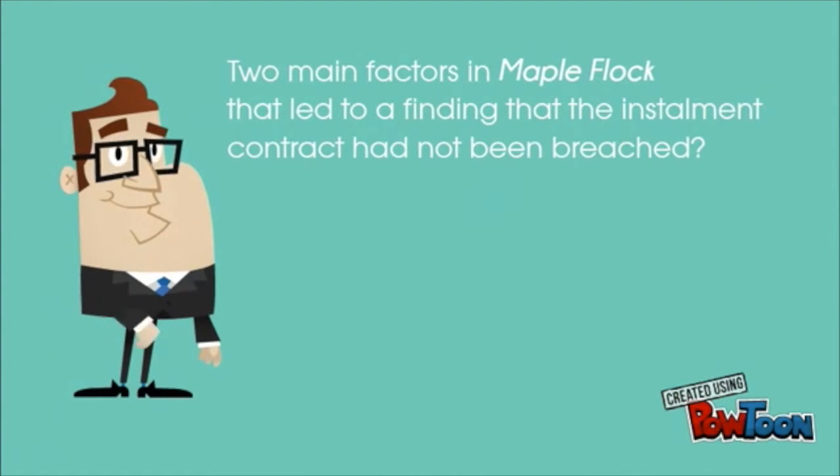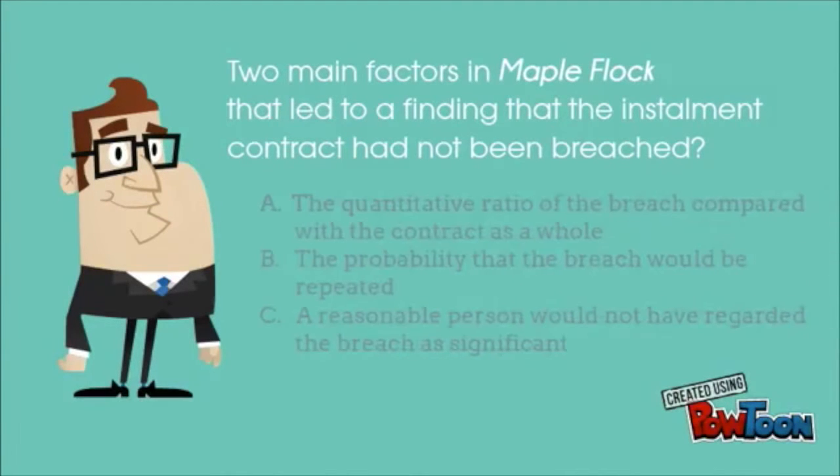Can you name the two main factors in the case of Maple Flock that led to a finding that the instalment contracts had not been breached? A. The quantitative ratio of the breach compared with the contract as a whole. B. The probability that the breach would be repeated. C. A reasonable person would not have regarded the breach as significant.